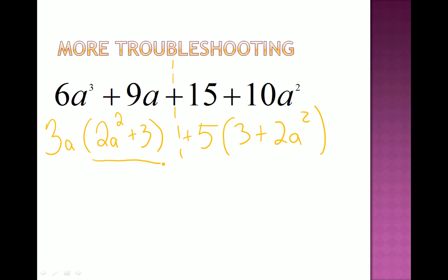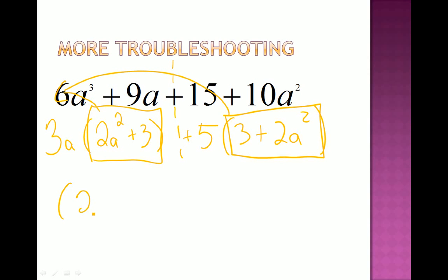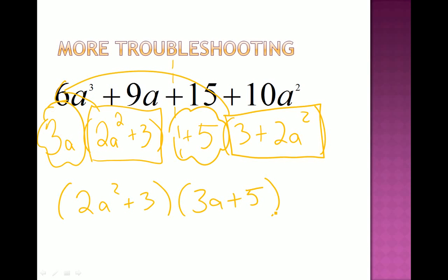Well, guys, these things are the same even if they're in a different order, because we know the commutative property says that addition works in both directions, so it doesn't matter whether we say 2a squared plus 3 or 3 plus 2a squared. They are exactly the same quantity, so we will make a decision. I'm going to call it 2a squared plus 3, and group the 3a and the plus 5. All right.